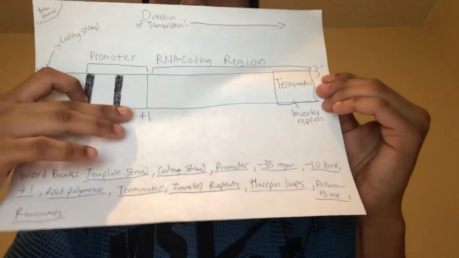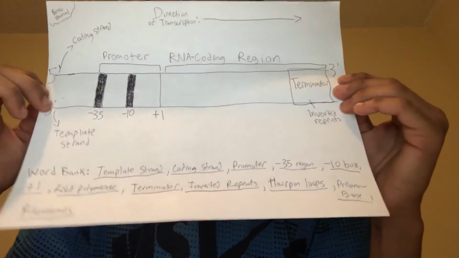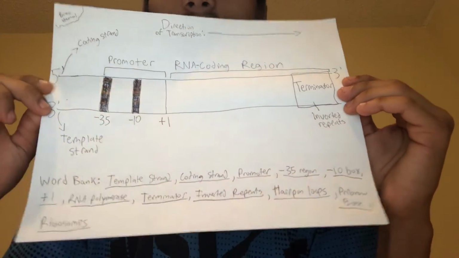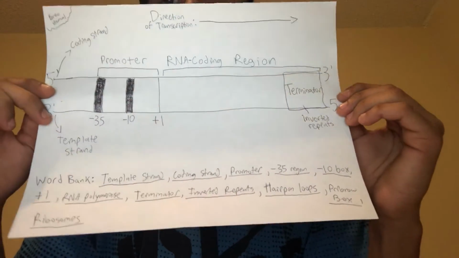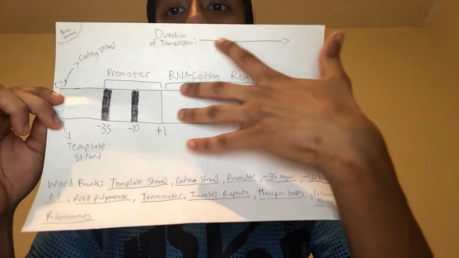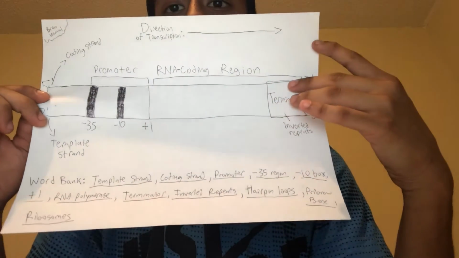As we continue along, we get to the +1 site. This is the transcription start site, the start of transcription. This is where the first nucleotide is transcribed. As we continue, we have a large region here, which is the RNA coding region.